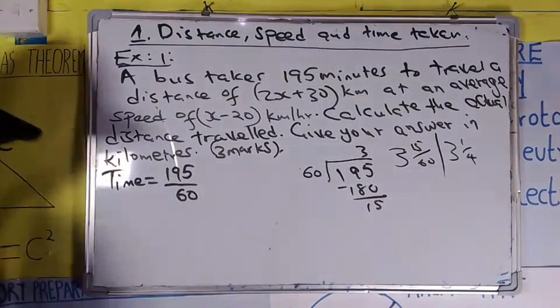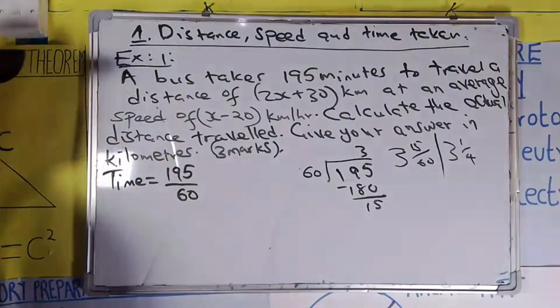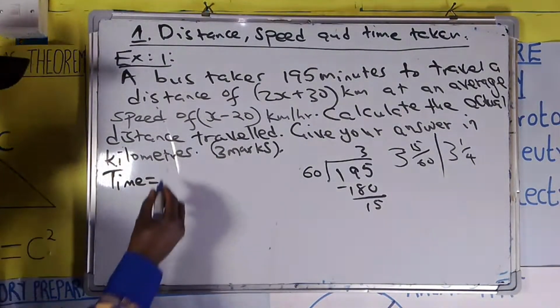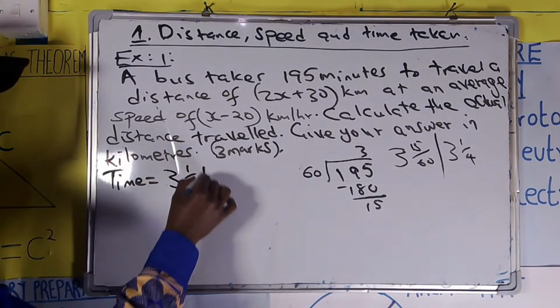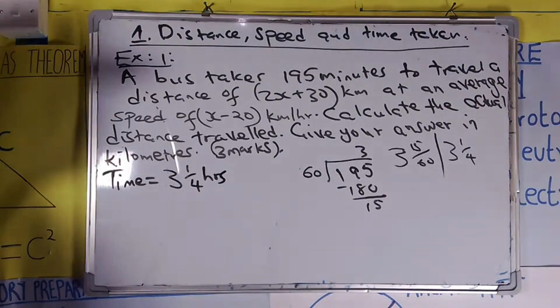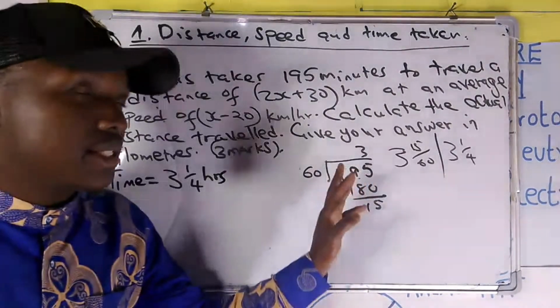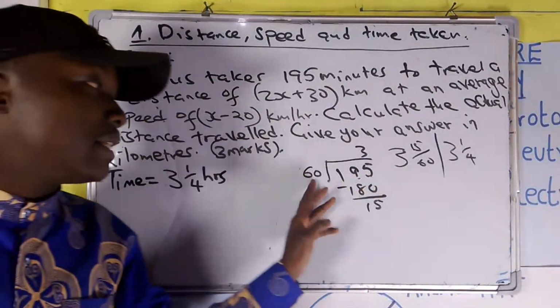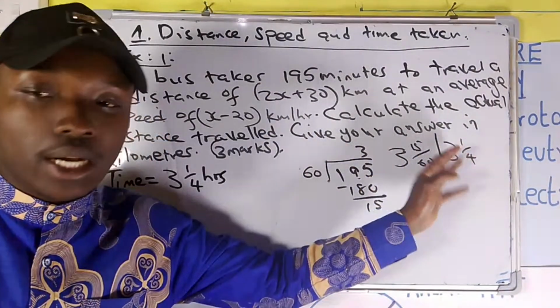So our time taken, we can replace it here with 3 and a quarter hours. So 195 minutes is the same as 3 and a quarter hours, simply because 195 minutes divided by 60 minutes will be equal to 3 and a quarter hours.